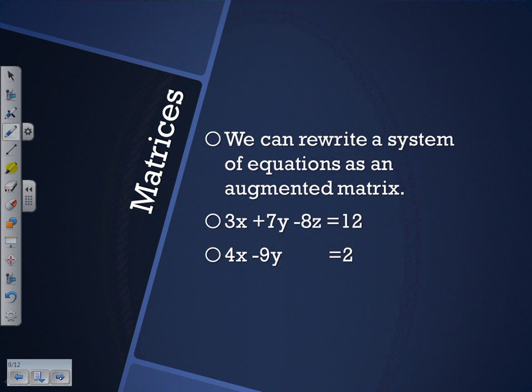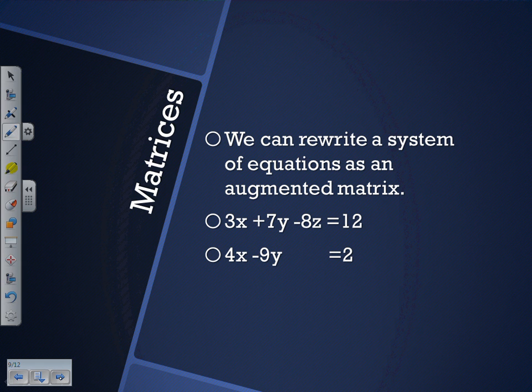Again, something else you did a lot of in Algebra 2, so we're going through it kind of quick. We will use this to solve systems of equations that involve more than two variables. It can be done by hand, but since we got the calculators, we can get through this a lot faster. What we'll do is we'll rewrite a system of equations as an augmented matrix. And let's say I give you this system here, 3x plus 7y minus negative 8z equals 12. And then I also give you 4x minus 9y equals 2.